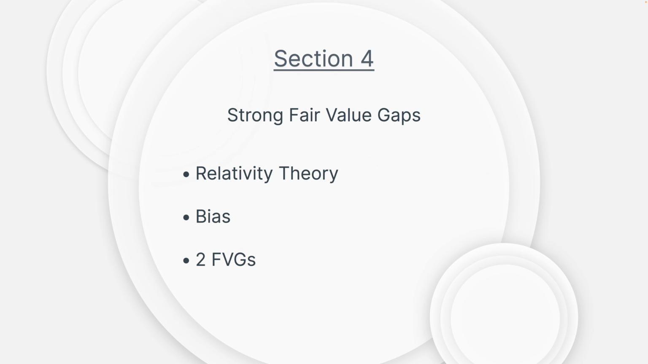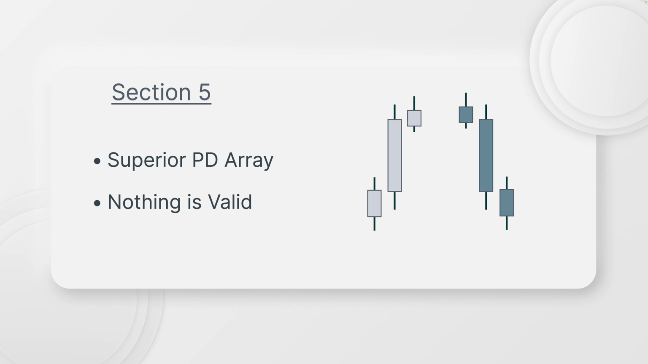Then from section 4, we are moving on to section 5 already. And in section 5, we need to understand the fair value gap is, the way I see it again, the superior PD array. And the reason why I state it is indeed the superior PD array is because of the other PD arrays. Now, in order for us to have other valid PD arrays, we always need a fair value gap. So without a fair value gap, like stated in the second bullet point right there, nothing is valid. An order block is not valid without a fair value gap. A breaker, a mitigation block, they are all invalid if they don't actually have fair value gaps supporting the idea.